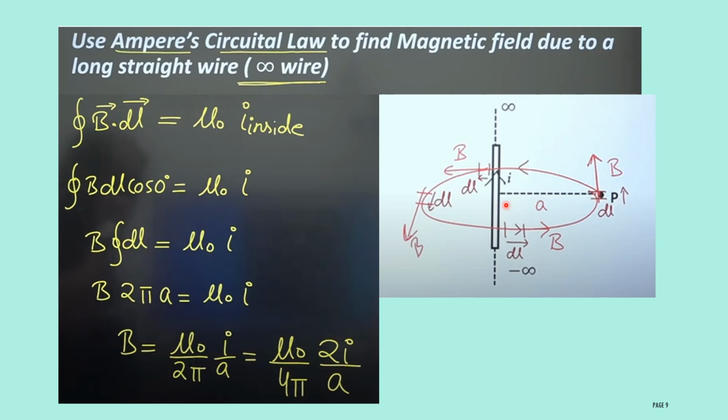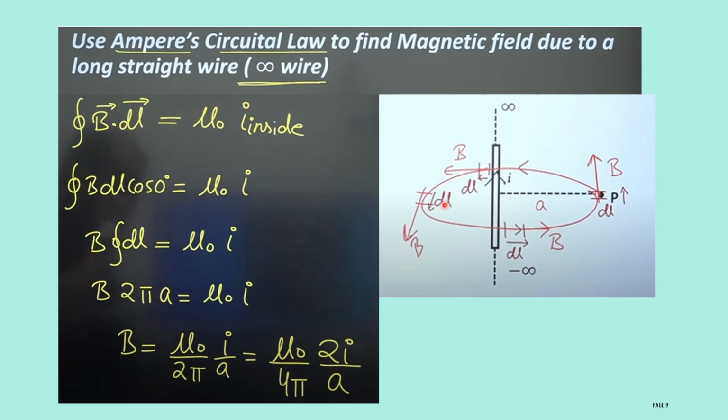Here consider this distance as the radius, then construct a circle, where the radius will be A. Then you know the direction of the loop, otherwise the direction of the magnetic field, will be anticlockwise. Then at any point consider a small portion of the length of the wire as DL, and this is the direction of the magnetic field.